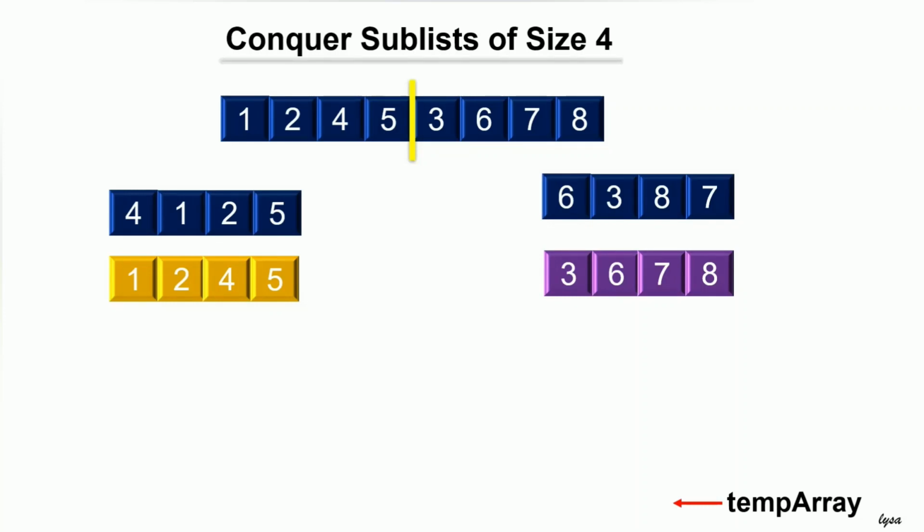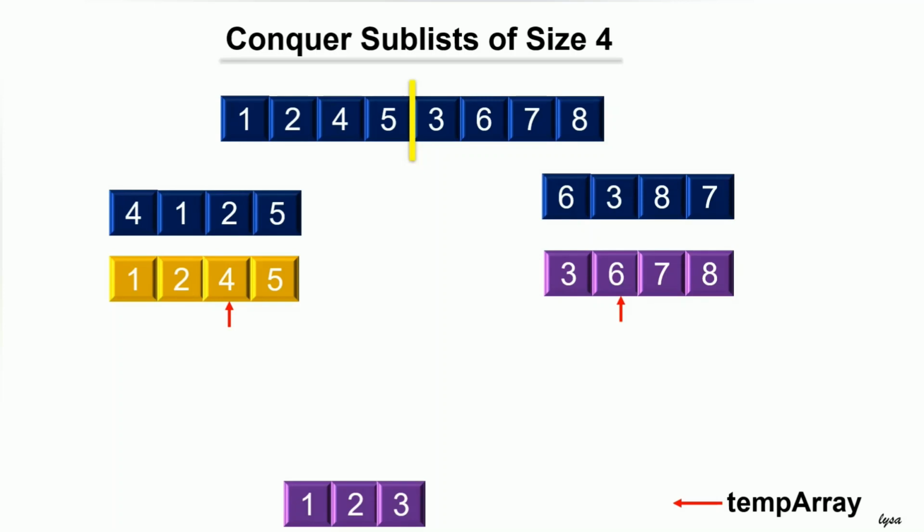Now I conquer them. I have a pointer to 1. I have a pointer to 3. The smaller value is 1. Move the pointer from 1 to 2. I compare 2 and 3. The smaller value is 2. I write 2 in the temporary array. Move the pointer to 4. I compare 3 and 4. 3 is the smaller value. I write it in the temporary array and move the pointer to 6.